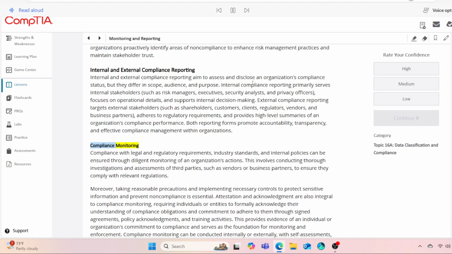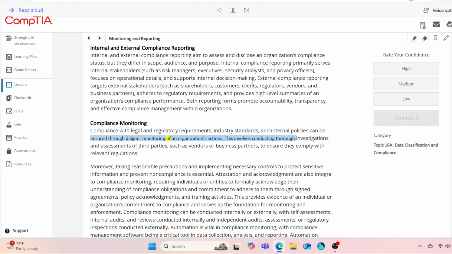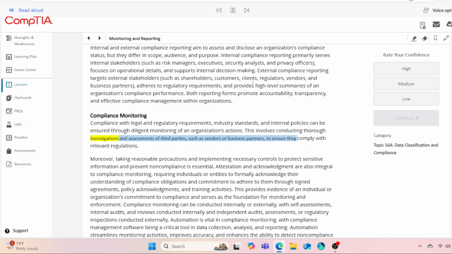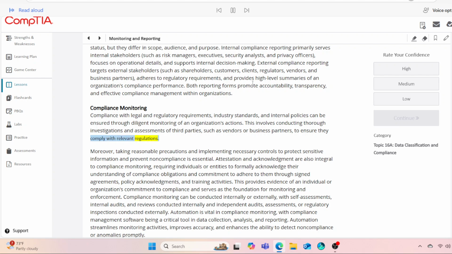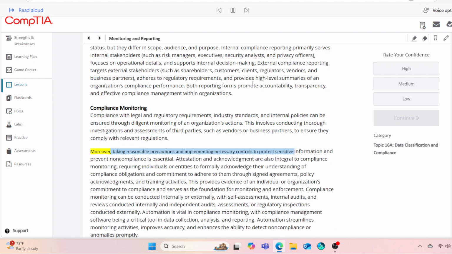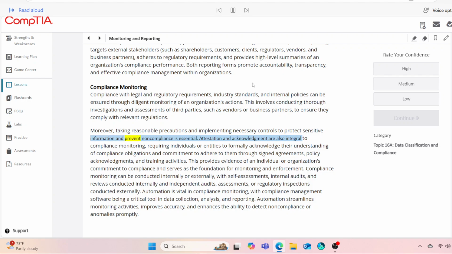Compliance monitoring. Compliance with legal and regulatory requirements, industry standards, and internal policies can be ensured through diligent monitoring of an organization's actions. This involves conducting thorough investigations and assessments of third parties, such as vendors or business partners, to ensure they comply with relevant regulations. Moreover, taking reasonable precautions and implementing necessary controls to protect sensitive information and prevent noncompliance is essential.